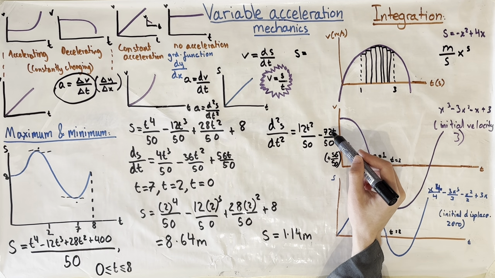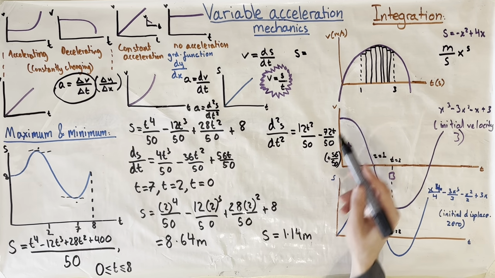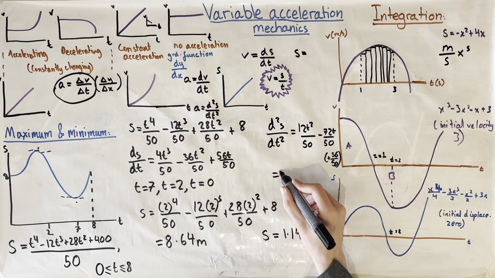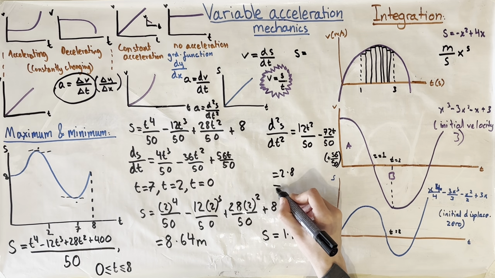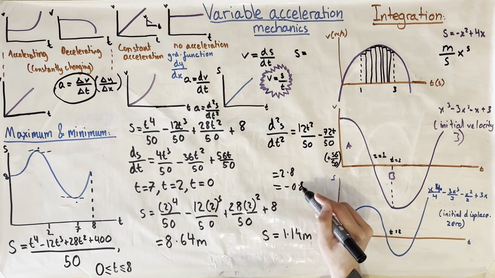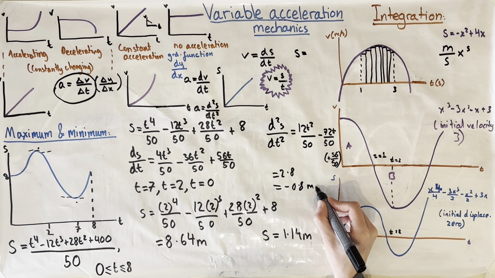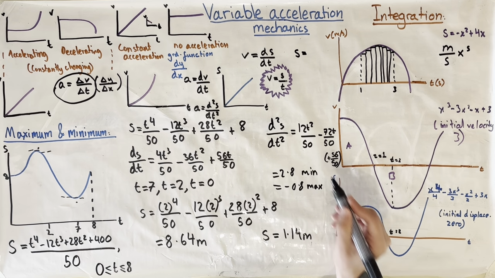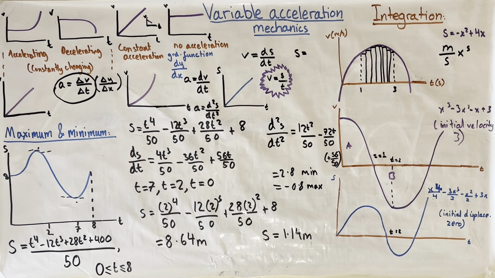Okay, and then when we do that, we get, when we substitute 7 in, we get 2.8, and when we substitute 2 in, we get minus 0.8. So we know that because this is less than 0, this is our maximum value, and because this is more than 0, that's our minimum value. Okay, so now let's look at integration.